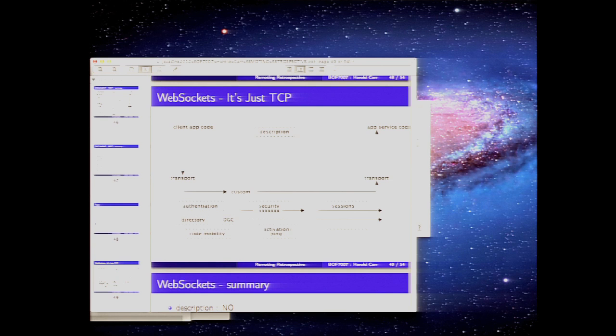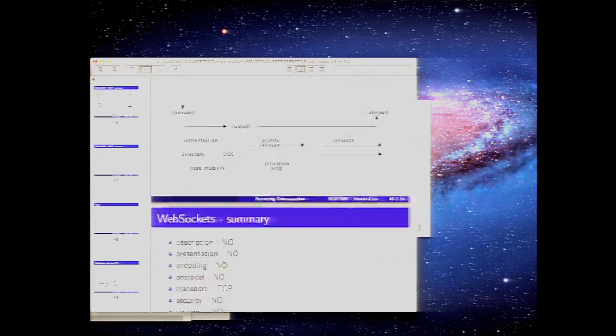So for today, my main point is WebSockets is just TCP. It's not a remoting system. It's just a transport. And it could be useful for events, but I'm really still not sure how this is going to work out in practice because of connection management. So that's WebSockets. Oh, I'm actually over now.